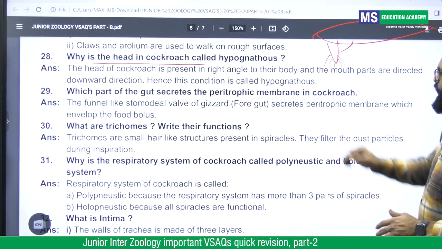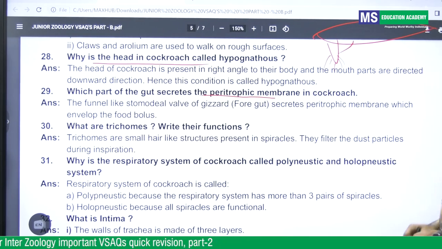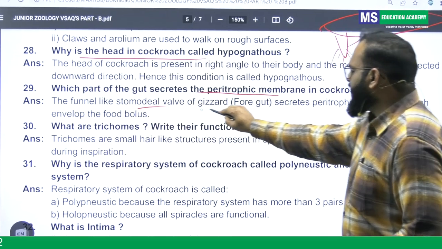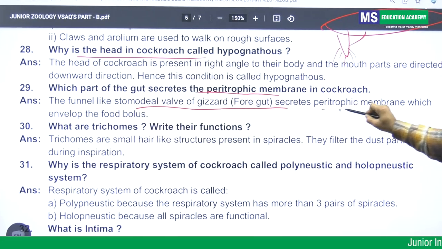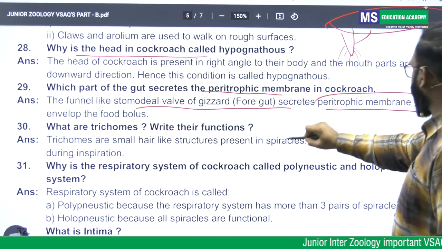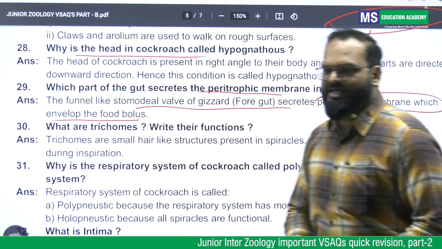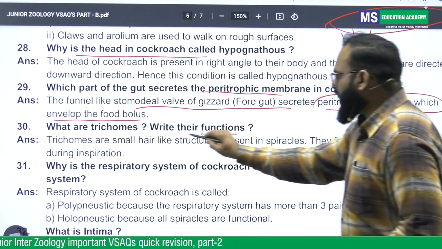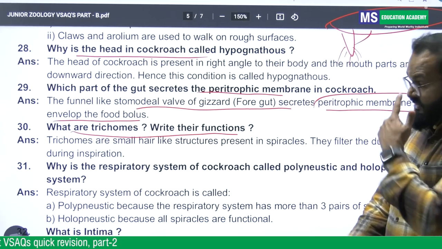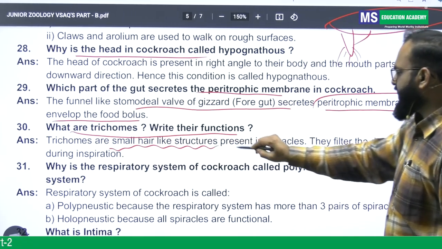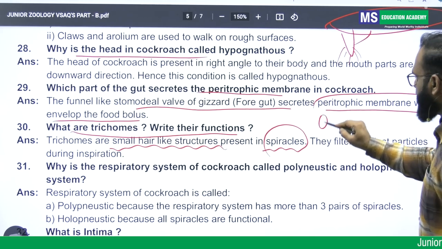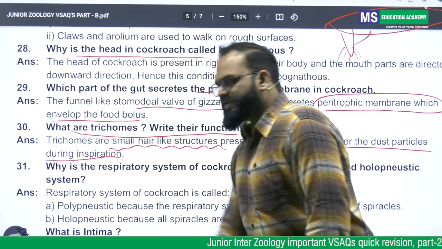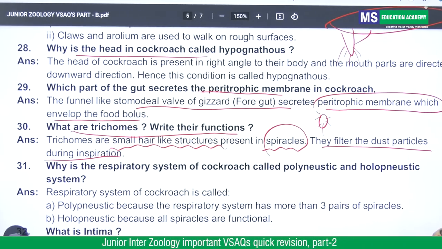Next question. Which part of the gut secretes the peritrophic membrane in cockroach? The funnel-like stomodeal valve of the gizzard secretes the peritrophic membrane, which envelops the bolus. What are trichomes and their functions? Trichomes are small hair-like structures present in the spiracles. They filter the dust particles which enter into the body during inspiration.